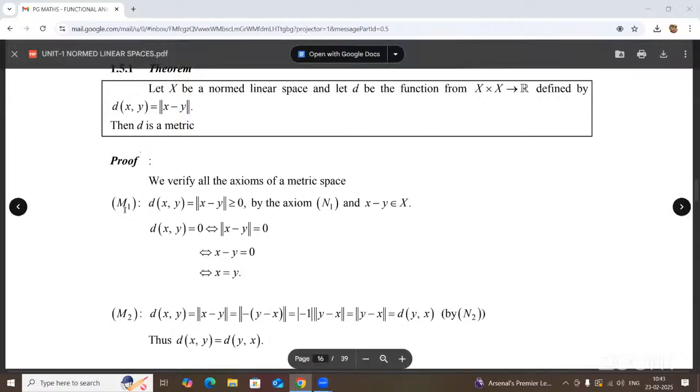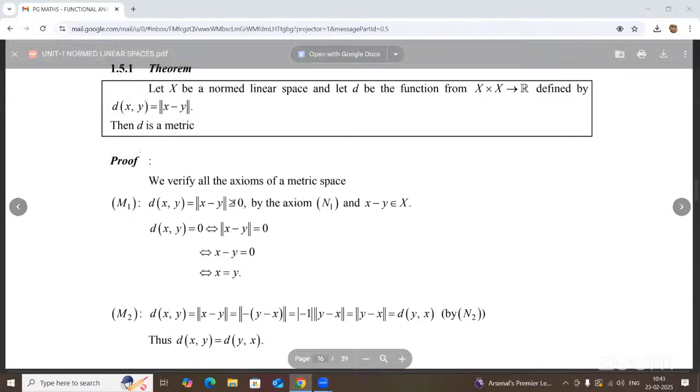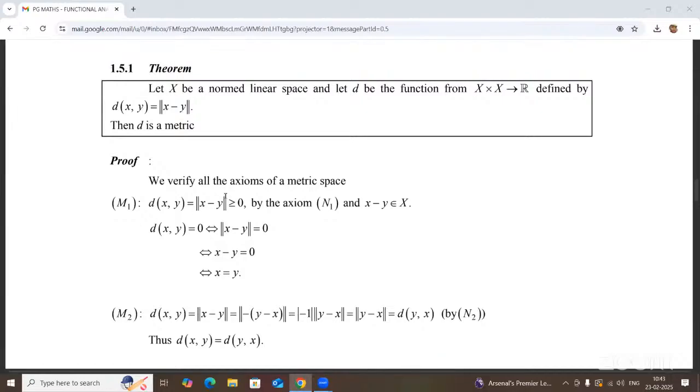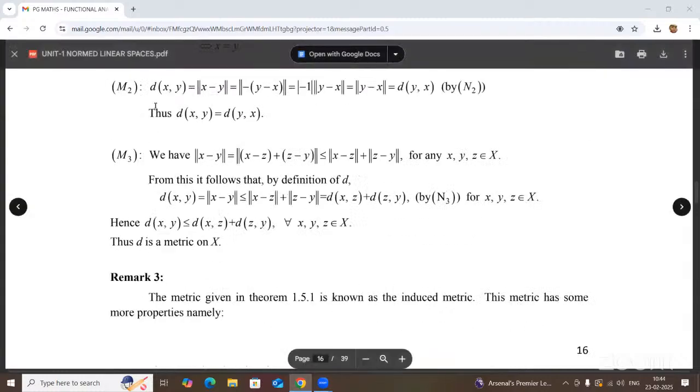So, first condition M1: d of x and y equal to norm of x minus y, that is the given condition. So by the metric definition, that is non-negative, greater than or equal to 0. In the same manner, the norm of x minus y is greater than or equal to 0, and x minus y is also defined in capital X. That is the linear part. Now d of x and y equal to 0 if and only if norm of x minus y equal to 0, if and only if x minus y equal to 0, which means x equals y. So that is the second condition, M2.